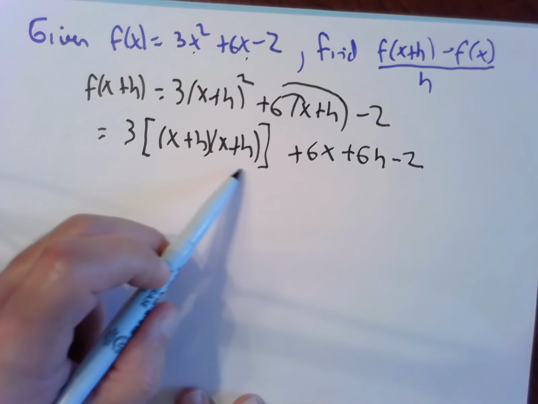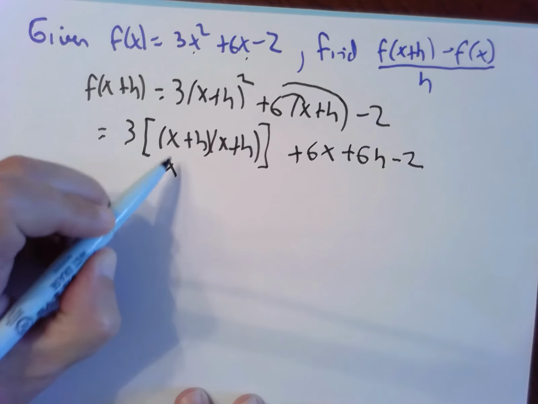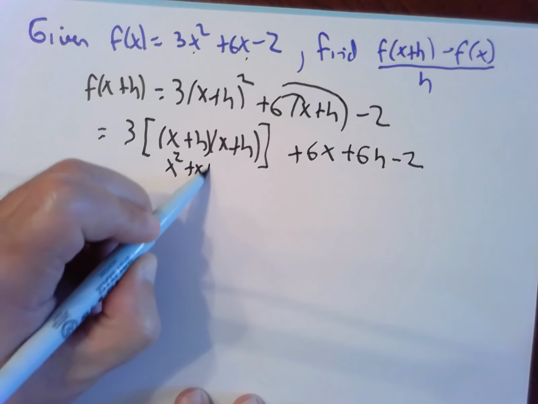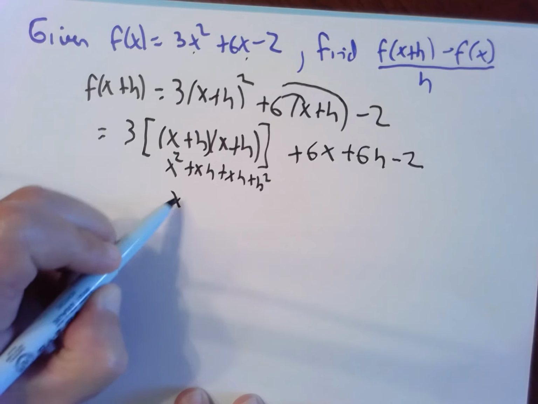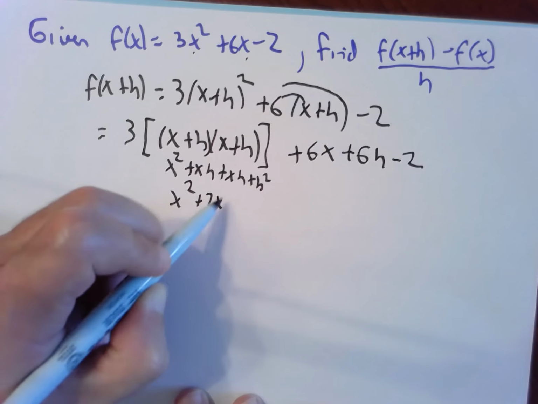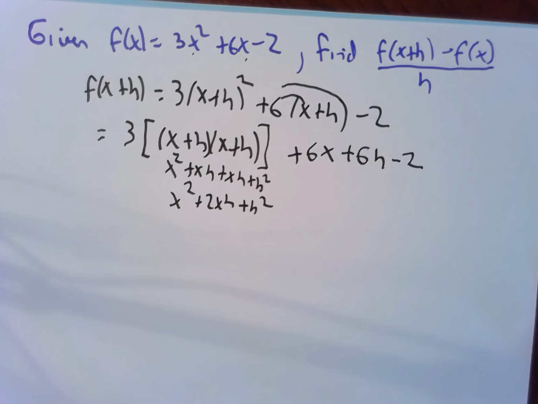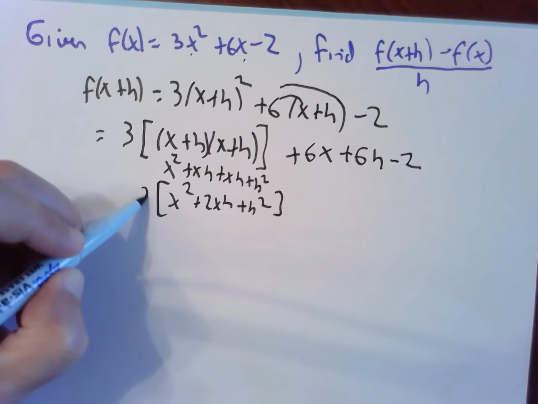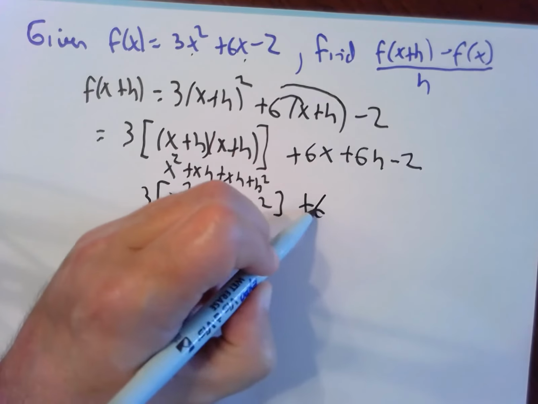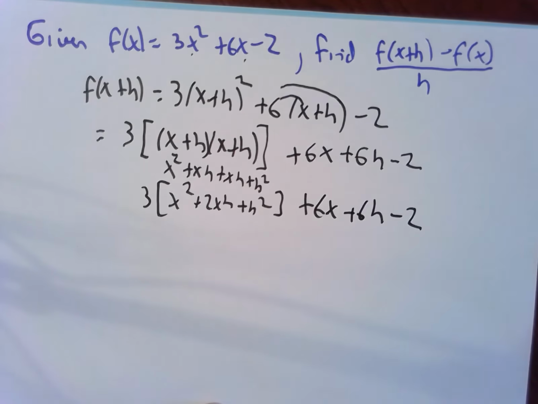Okay, so here in the brackets, let's FOIL out x plus h times x plus h. We'll get an x squared plus an xh plus another xh plus h squared. So x squared plus 2xh plus h squared. That's what we get every time for x plus h squared. That's still, of course, being multiplied by a 3. And then we have the plus 6x, the plus 6h minus 2.